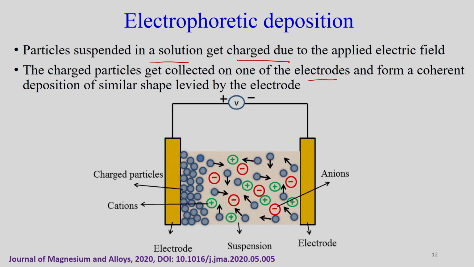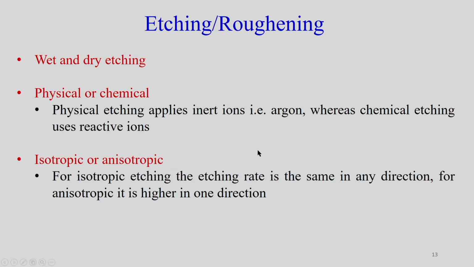So, either the cathode or the anode should be your substrate, and the target molecules will be in the suspension or in the solution. Another physical method you can go for is etching or simple roughening. So, we apply a wet or dry method. Wet method means we are using a solution, dry method means you are using some gas or vapor.